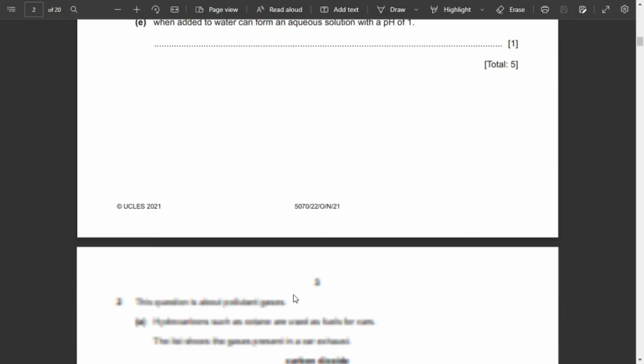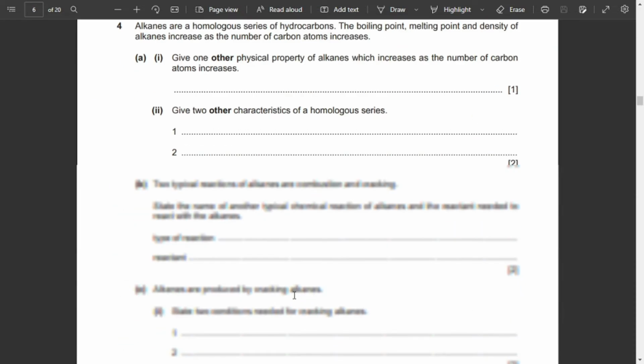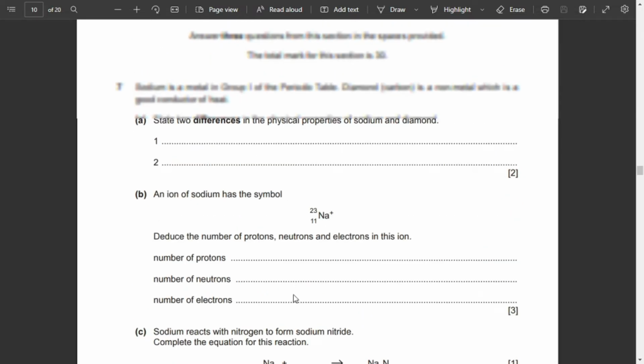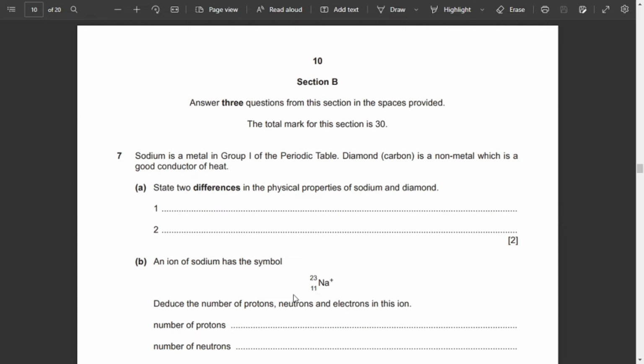I've already solved section A, many questions from it till question number 6 I've solved it. Now we're going to start question number 7. Section B, answer 3 questions from this section in the spaces provided. The total mark for this section is 30.